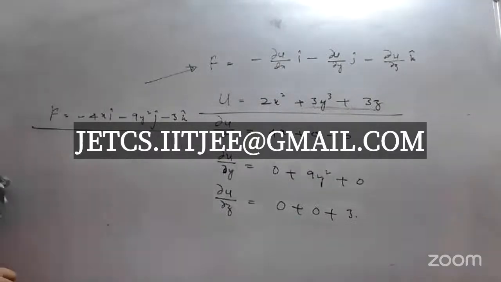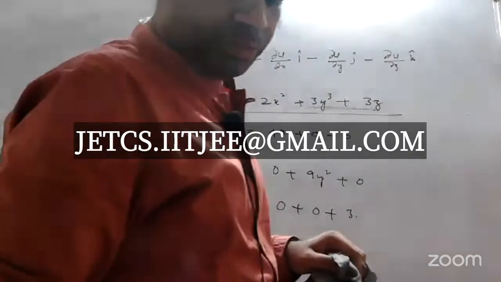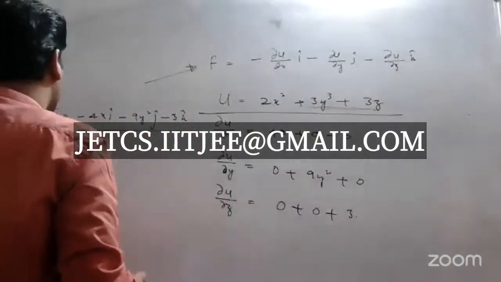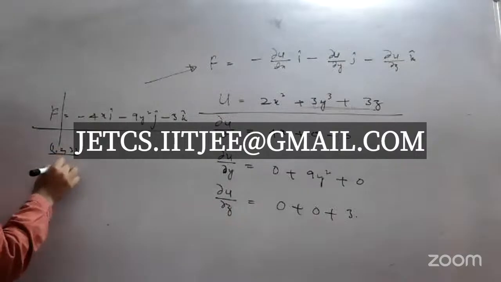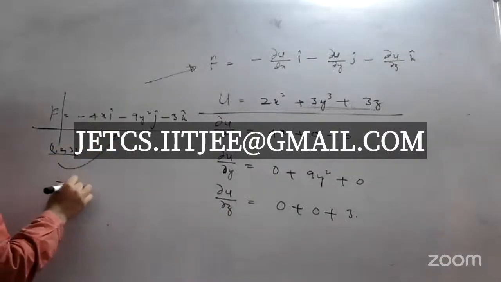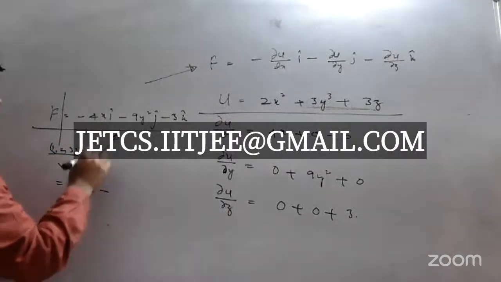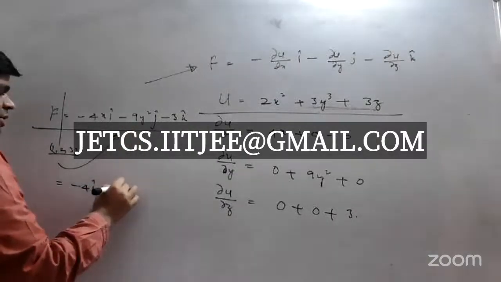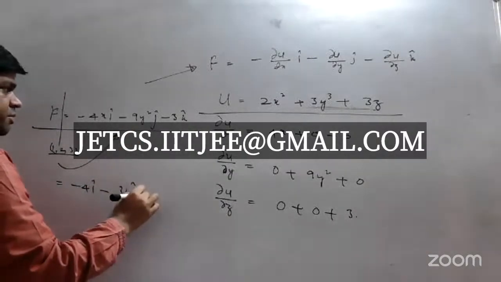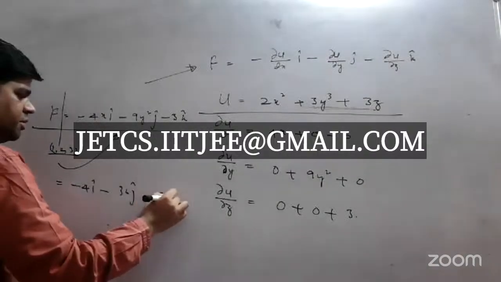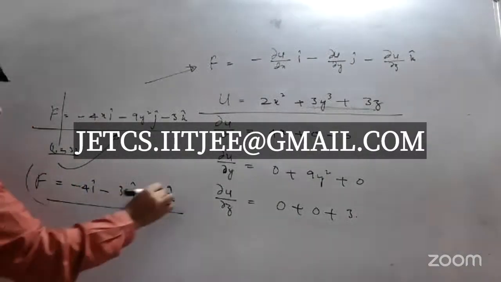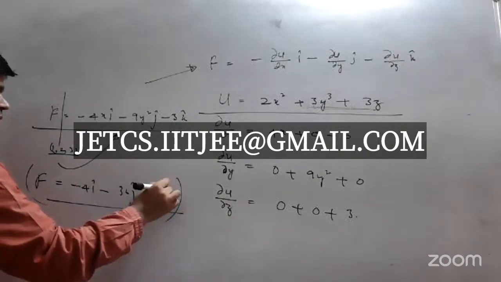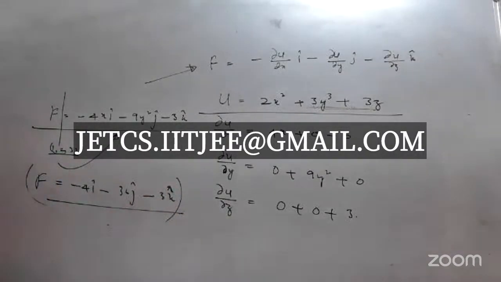If I ask you what is the force at a point (1, 2, 3), all I have to do is substitute these values here. x is 1, so minus 4 i cap, y is equal to 2, so 9 into 4 is 36, minus 36 j cap, minus 3 k cap. That's the force acting on the particle in this potential energy function region at the point (1, 2, 3).